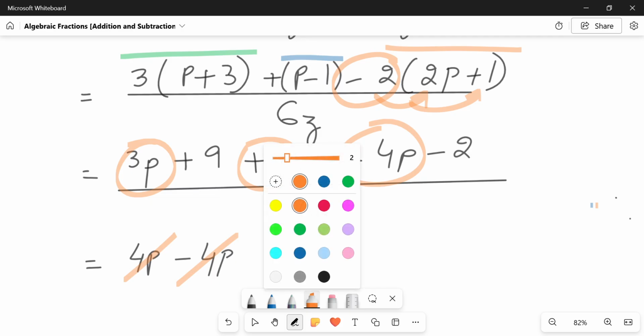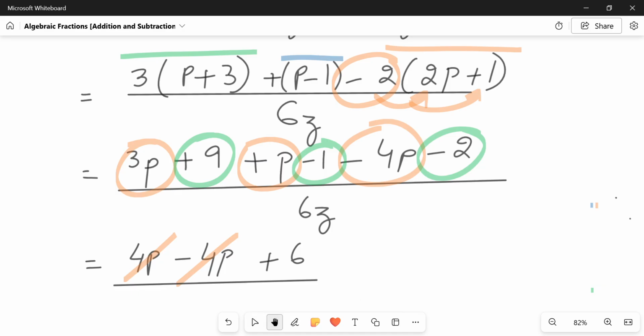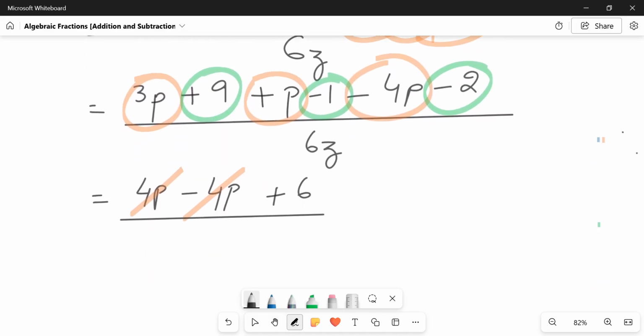Now plus 9 minus 1. Okay, let me take another color. Plus 9 minus 1 and minus 2. Plus 9 and minus 1 gives you plus 8, right? Plus 8 minus 2 gives you plus 6 over 6z.